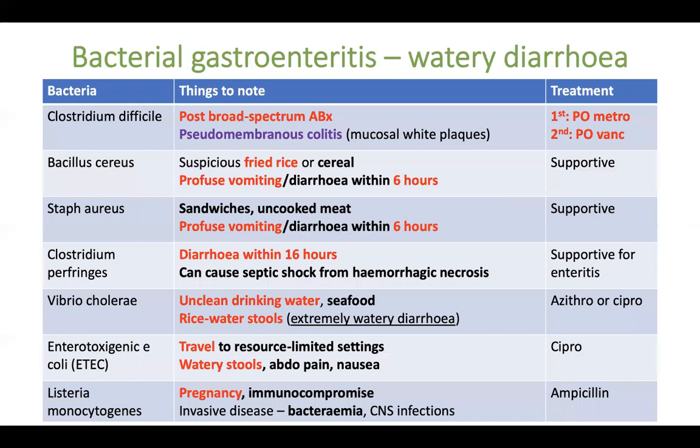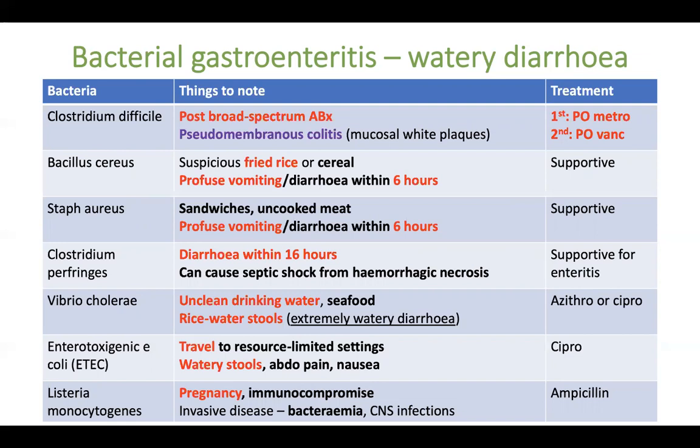So C. diff, antibiotics. This comes up quite a bit. First line is metro, second line is vanc, and remember that's oral for both. IV doesn't have good penetration. In terms of bacillus cereus, cereus sounds like cereal, and that reminds me of rice. Cereus and staph aureus are enterotoxins, and so they will cause diarrhea pretty much immediately, within a few hours. The most common presentation is actually vomiting, so keep that in mind.